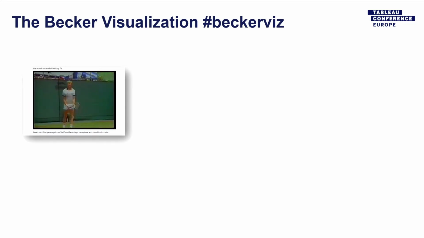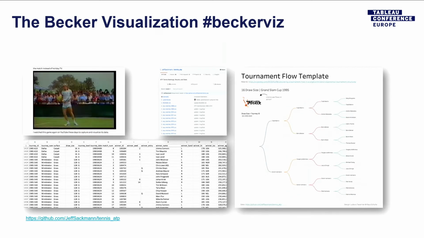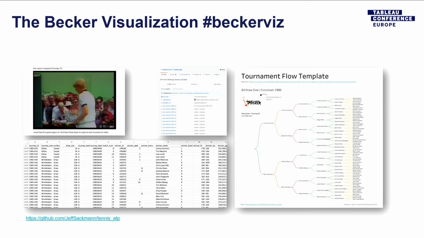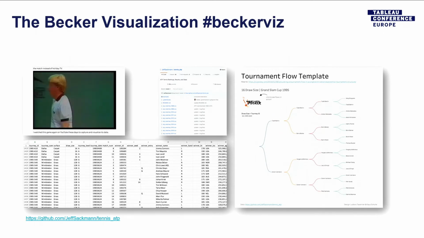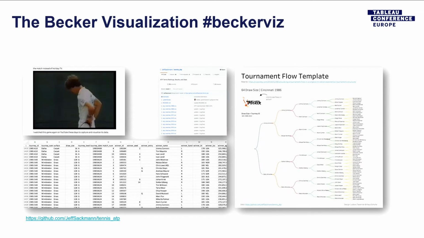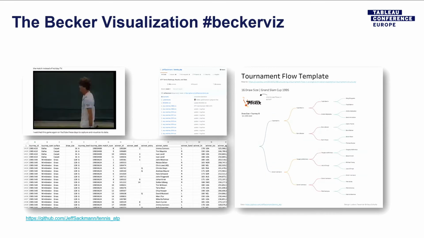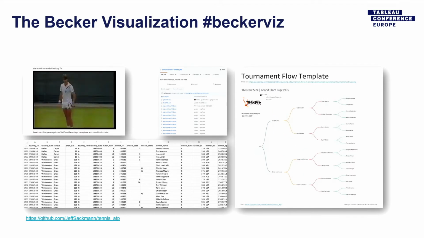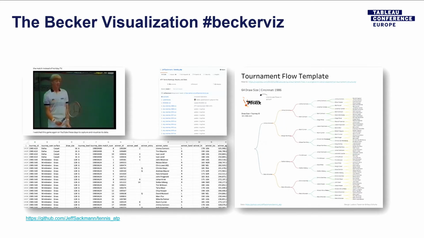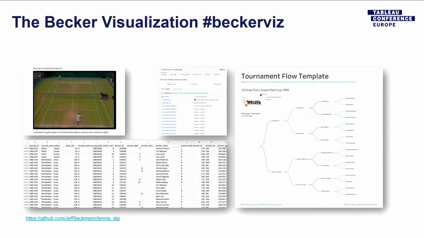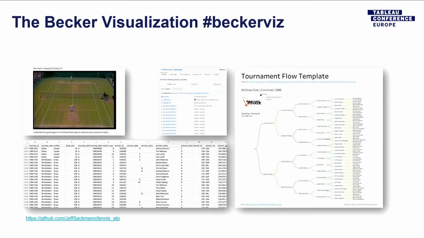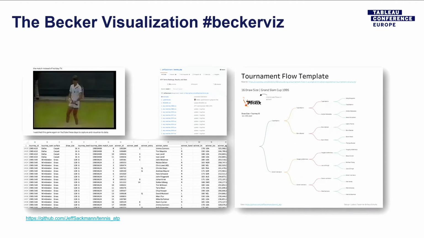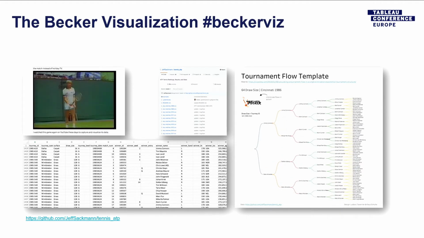For the second part, for the tournament flow and for the bump trees, we were lucky. We could build on a huge database that we found on GitHub by Jeff Sackman. In this database, we have all results from the ATP Tour since 1968, for every single match played. And so we could focus on the matches we wanted to focus on with Boris Becker.